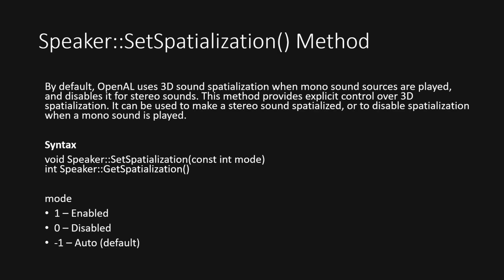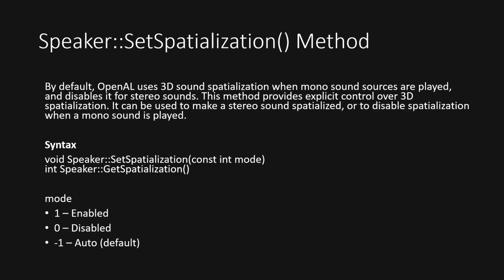This is called set spatialization. So by default, OpenAL uses 3D sound spatialization when mono sound sources are played, and it disables it for stereo sounds. This new method provides explicit control over 3D spatialization. It can be used to make a stereo sound spatialized or to disable spatialization when a mono sound is played. So it takes one argument, an integer for the mode, and you have three options.